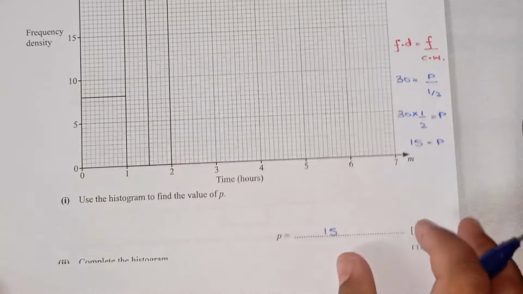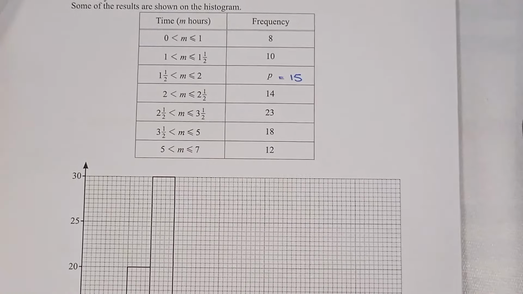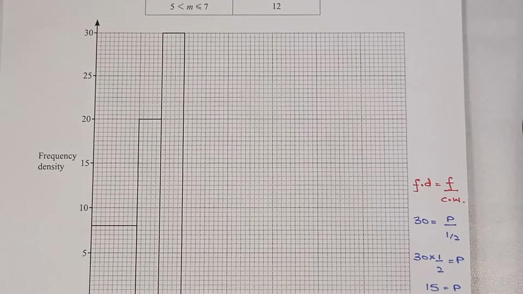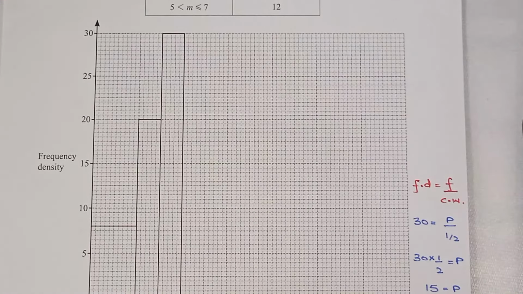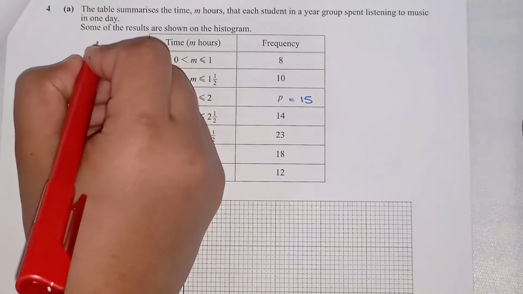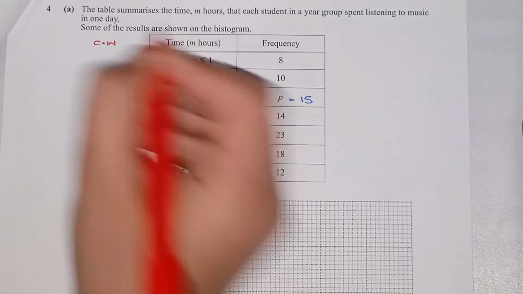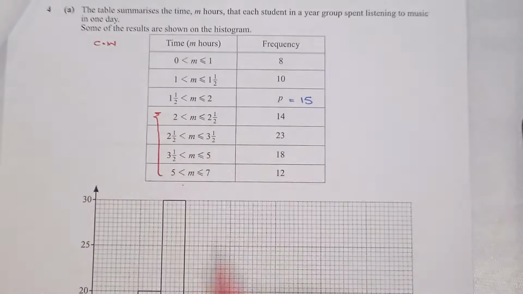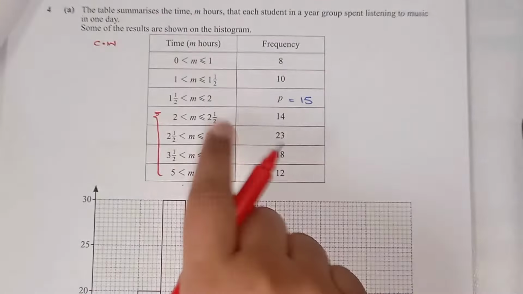Okay, now for the B part, complete the histogram. We need to complete the histogram. As we can see, the first three are already done for us: 0 to 1, 1 to 1 1/2, 1 1/2 to 2 are given to us, right? Now we need to work on the rest, these four, by using the same formula of the frequency density. First we need to find the class width. Let me use a column of class width over here.